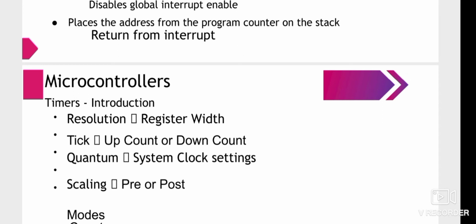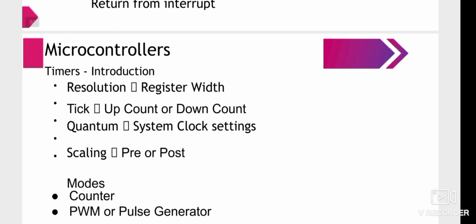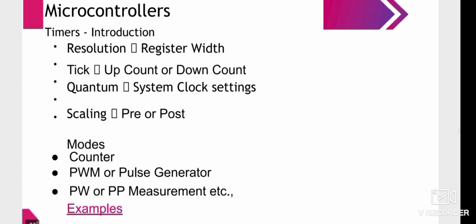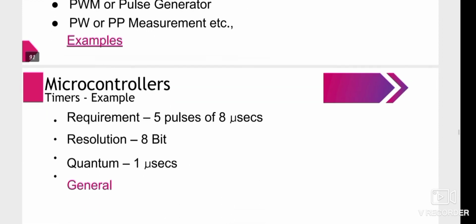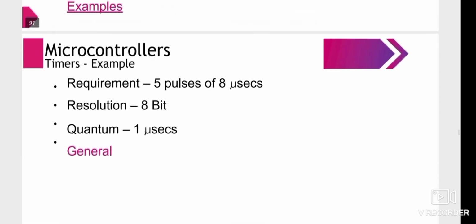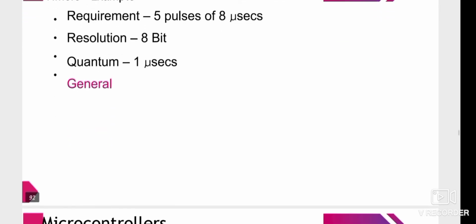Coming to timers. Timer instructions include resolution register with tick, up count or down count, quantum, system clock setting, scaling, pre or post scaling. There are modes: counters, pulse width modulation or pulse generator, pulse width or pulse position measurement, etc. In timers, for example, the requirement is 5 pulses of 8 microseconds, resolution is 8 bit, quantum is 1 microsecond.